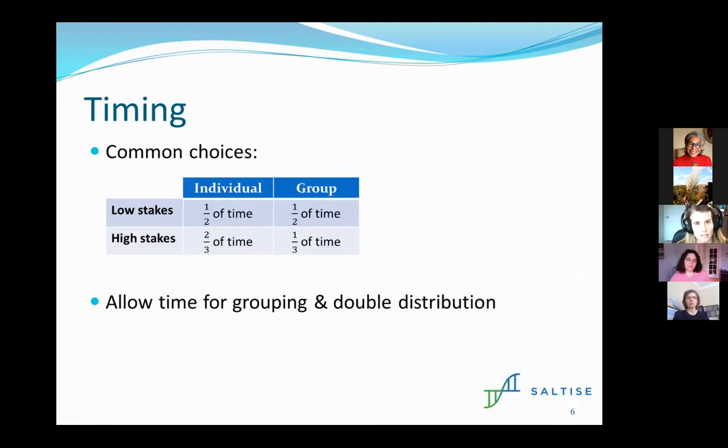As for timing the 2 stages, again, these are just suggestions, what is most commonly done. For low stakes quizzes, it's often divided 50% individual, 50% group. But if it's a high stakes final exam or a midterm, people often choose to do 2/3 for the individual and 1/3 of the time for the group. And you have to be careful and make sure you allow for the time for students to move into groups and for you guys to collect and distribute the 2 stages as opposed to just one.